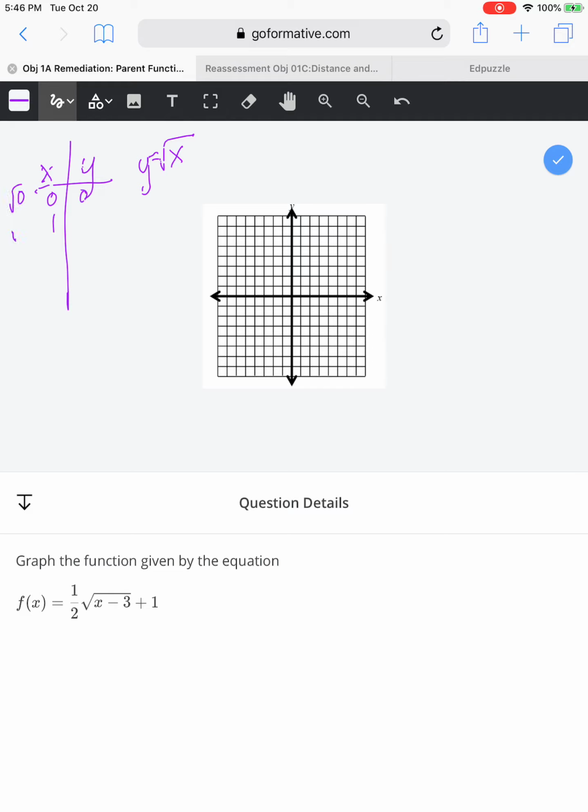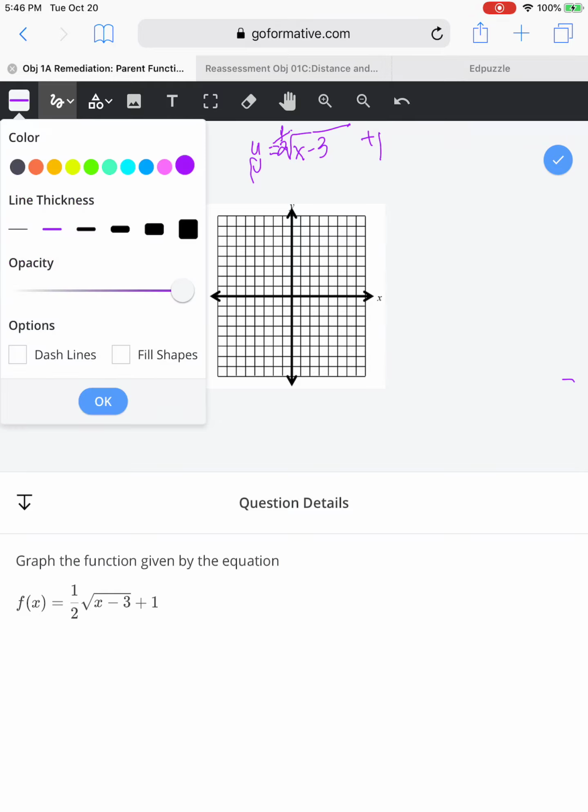It's going to be 1, so when I put 1 in for x, my y value is 1, and when I put 4 in for x, what is my y value? It is 2. So those are the points I'm looking at. And so my original function is y equals 1/2 radical x minus 3, plus 1 on the outside.